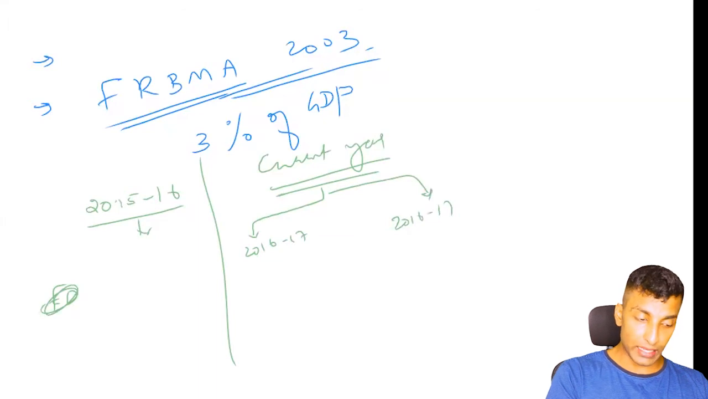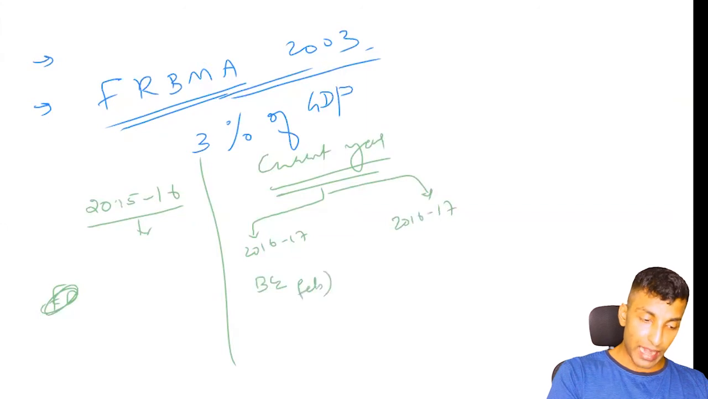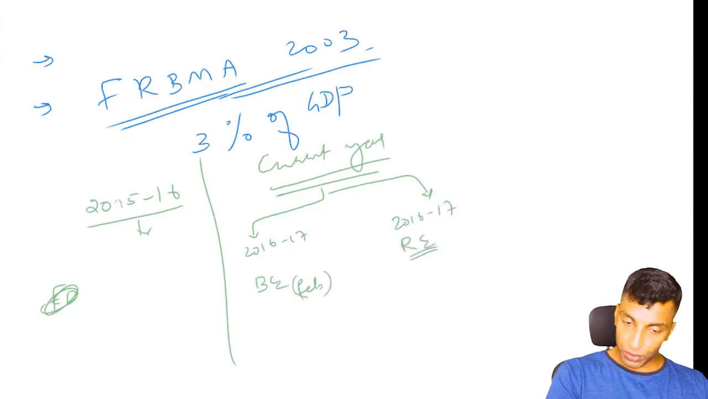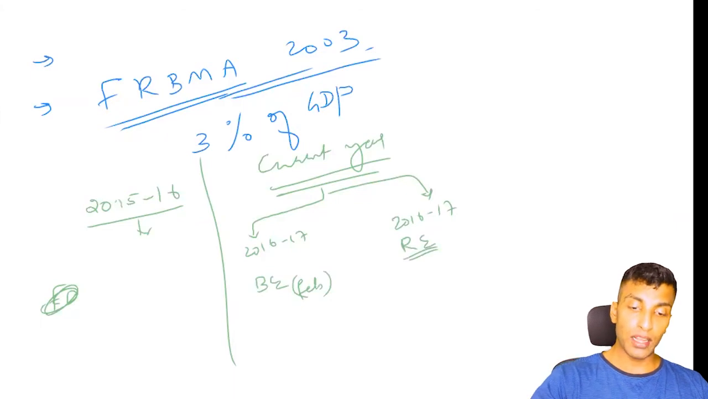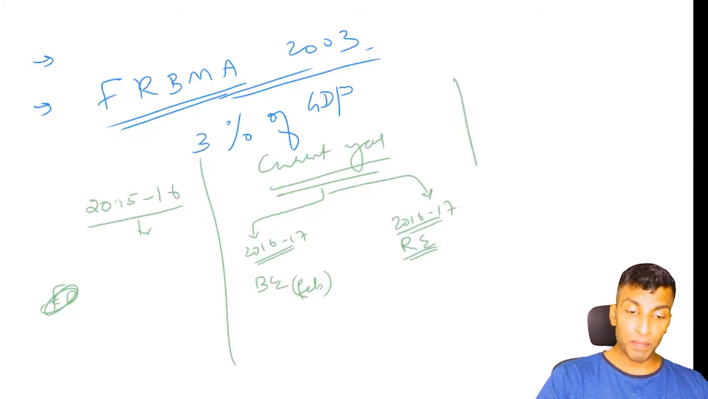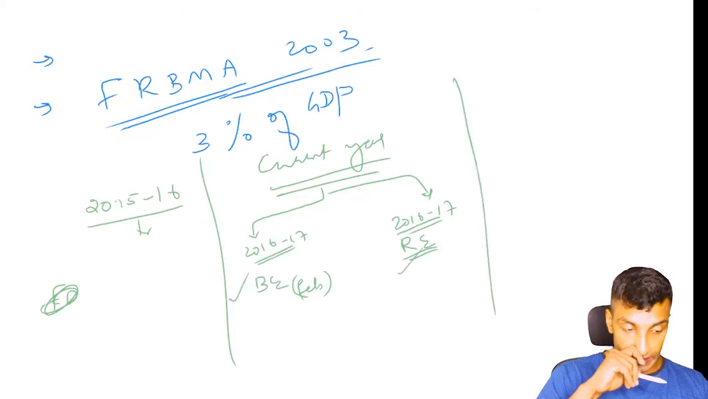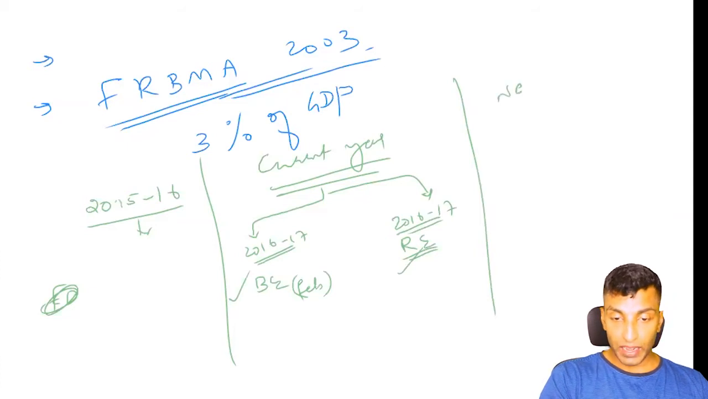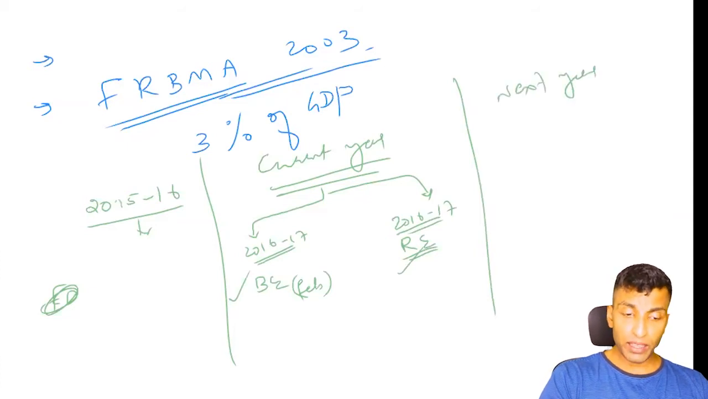2016-17. There will be two estimates. One will be the budget estimate, which comes in February, and then there will be a revised estimate. This is how you will see it when you are reading the budget in future. So for the current year, 2016-17, you will see the budget estimate and revised estimate. Then you will also see the next year, where there will be a budget estimate, in this context 2017-18. Here you will have only one column, the budget estimate.